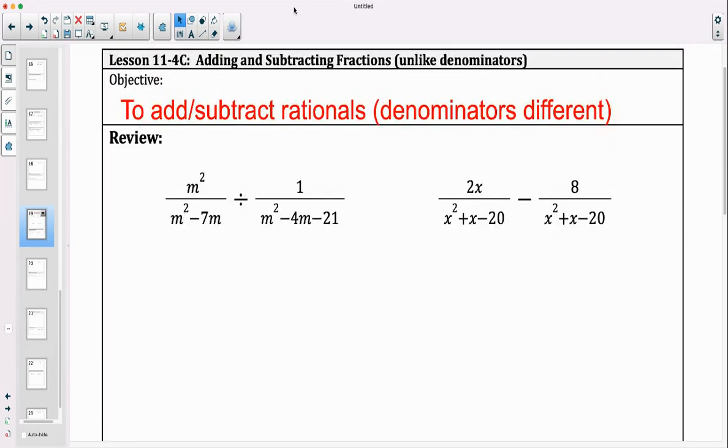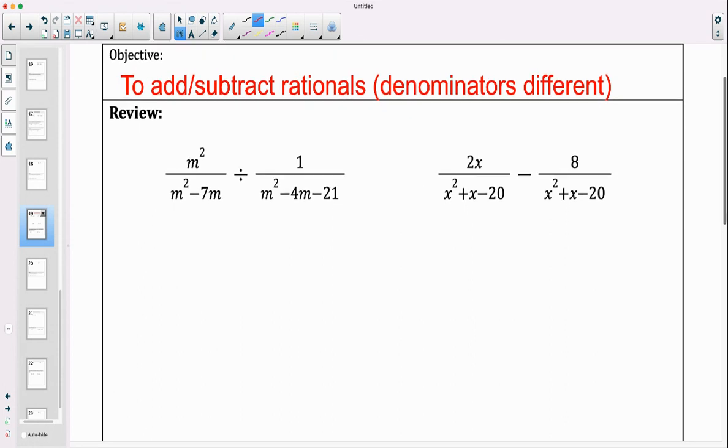All right, everybody, welcome. This video is for lesson 11.4C for Expo. We're going to continue working on adding and subtracting fractions, especially when the denominators are different. So that's going to be our objective for today. Before we get into it, we can look at some review problems just from earlier things from throughout the chapter.